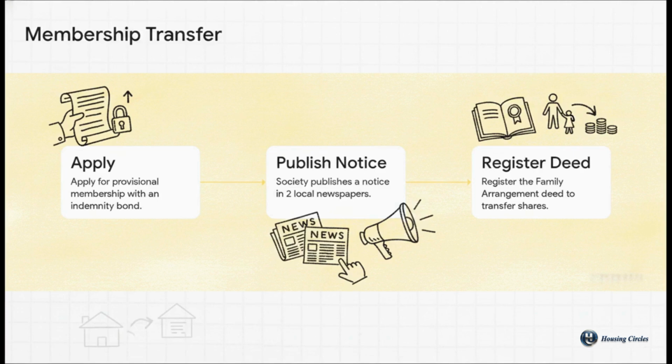Makes sense, right? Step 2, the society is legally required to publish a notice in at least 2 local daily newspapers with wide circulation, publicly calling for any claims or objections to the transfer. And finally, step 3, if no valid objections pop up, the family registers a formal family arrangement deed, and the society officially transfers the shares. Boom. It's a very structured process designed top to bottom to prevent messy property disputes down the line.